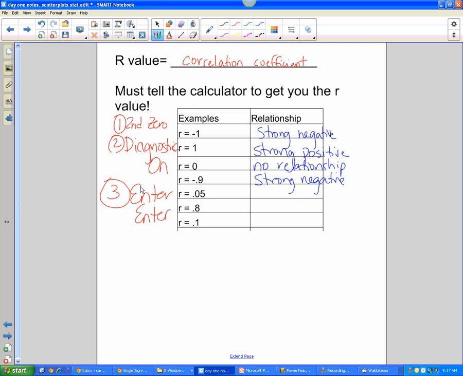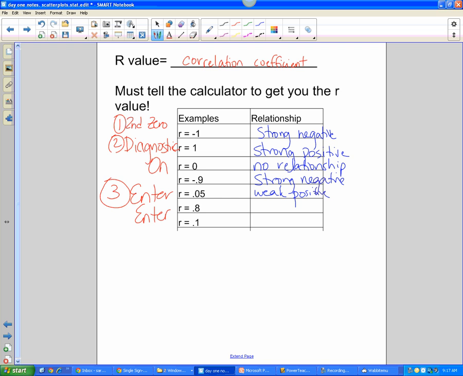All right, what about 0.05? How many cents is that? 5 cents. That's a nickel. Is that close to having $1? No, so this one is weak. Weak negative or weak positive? Positive. So basically the cutoff point is having 50 cents. If you have more than 50 cents, that's considered strong. If you have less than 50 cents, that's considered weak.